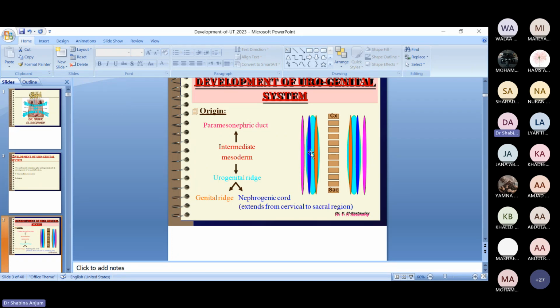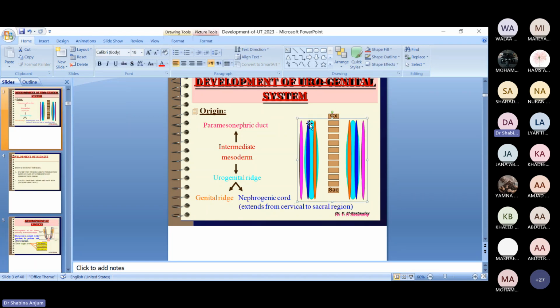This intermediate mesoderm will give rise to the paramesonephric duct, this one with the pink color. After that, there is another structure with this color. This is called the urogenital ridge. You can see the urogenital ridge has been divided into two parts. The medial one is called the genital ridge, and the lateral one is called the nephrogenic cord. Here you can see it is extending from cervical to sacral region.